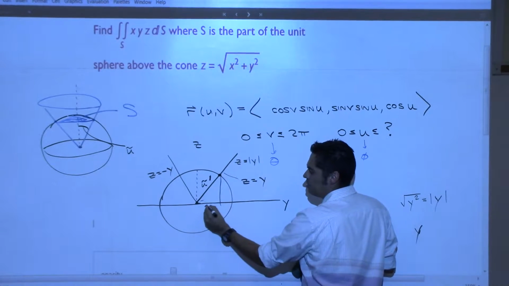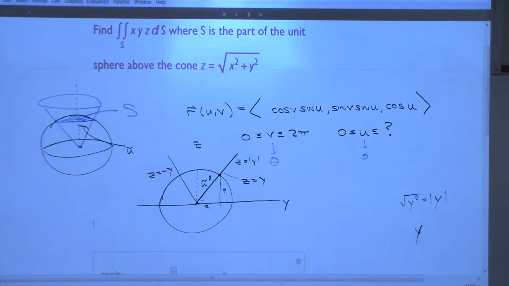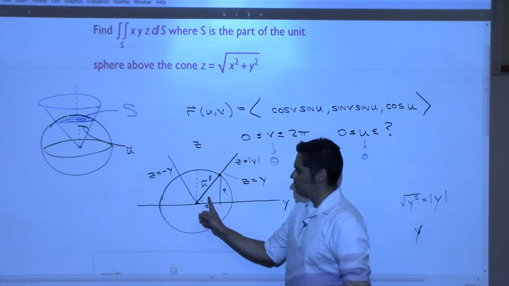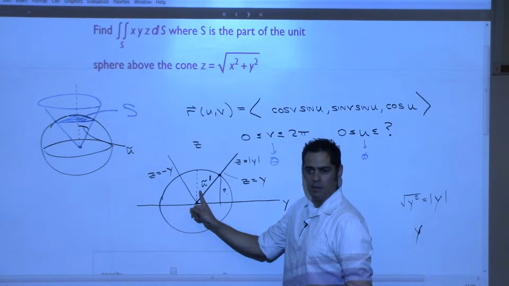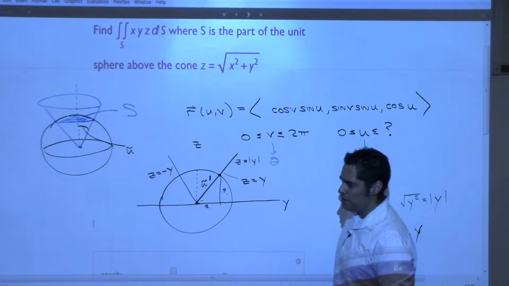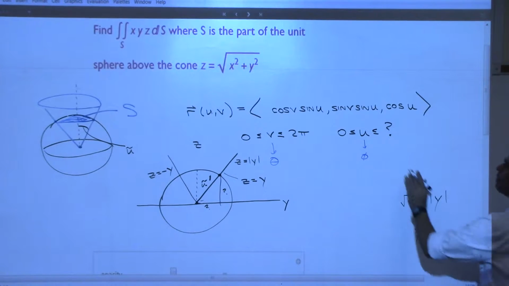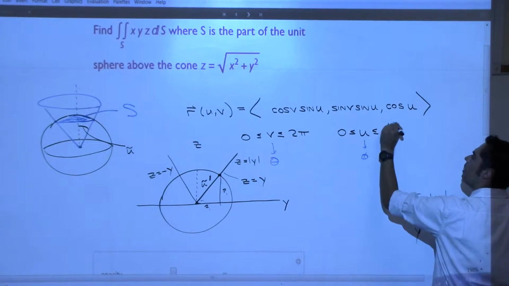And I know that these two, whatever they are, have to be the same, which means it's a 45-degree angle, right? Agreed? This is 45, which means this must be 45 degrees also, right? So let's not use degrees, let's use radians. So 45 degrees is pi over 4. So I want my upper restriction to be pi over 4.